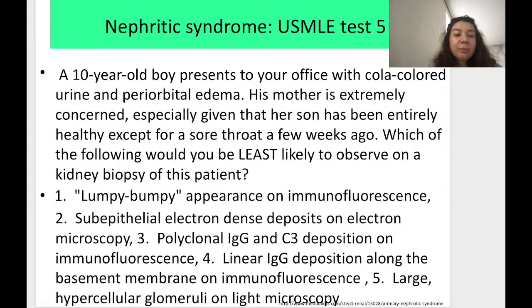First, it is lumpy-bumpy appearance on immunofluorescence. Second, subepithelial electron-dense deposits on electron microscopy. Third, it is polyclonal immunoglobulin G and C3 deposition on immunofluorescence. Fourth, it is linear immunoglobulin G deposition along the basement membrane on immunofluorescence. Fifth, it is large hypercellular glomeruli on light microscopy.